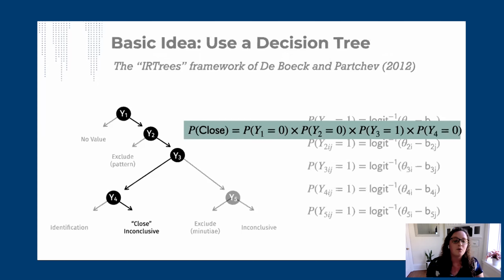And so if we want to model the probability of any response in the data set, we can just multiply those probabilities. And so the probability of a close inconclusive is the probability that Y1 is 0, Y2 is 0, Y3 is 1, and then Y4 is 0. And so I really want to mention that this is not the only decision tree out there, and that different people are going to be using different decision trees.